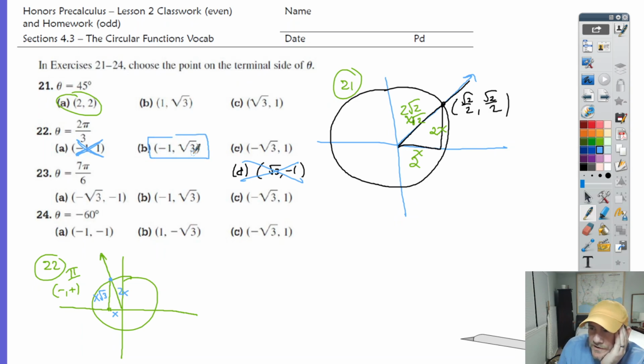X should be small and y should be big. Over here they have it backwards. They've got a big x value and a small y. That would be a 30-degree reference angle. This would be 150 degrees. This would be 5 pi over 6 is what that would be. So it's wrong is what that is. So 22 is B. I'll leave you all to the rest. Have fun with that.